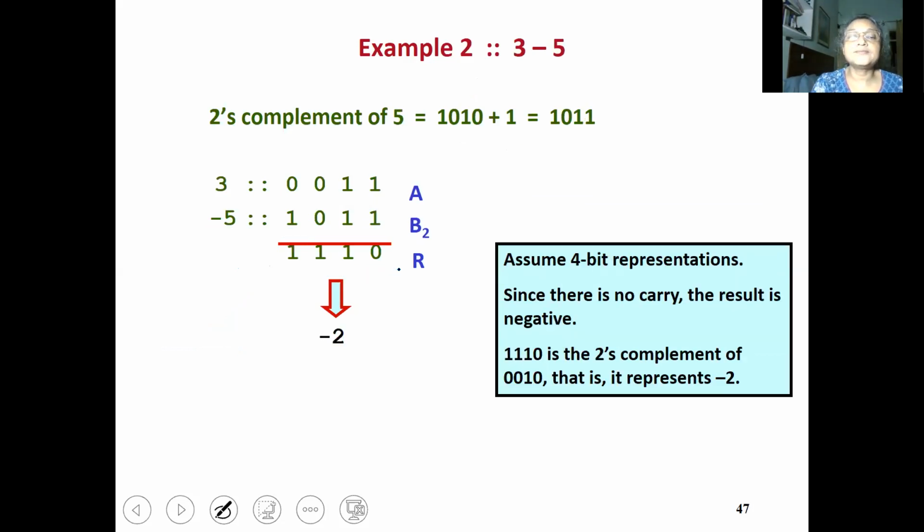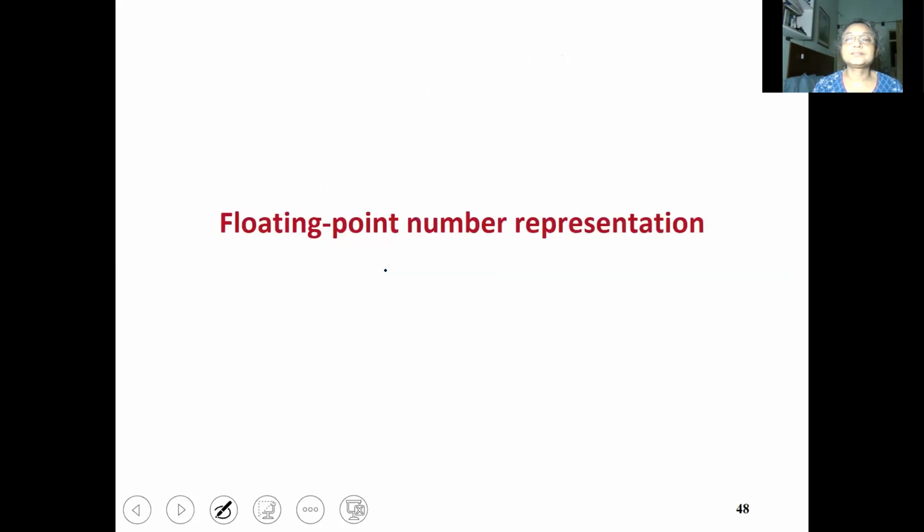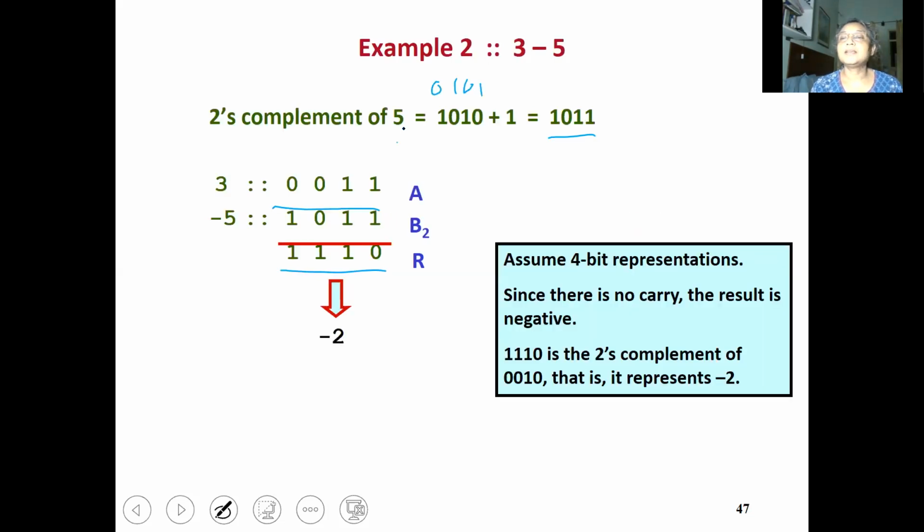If we do 3 minus 5, 3 is 0011 as usual. 5 in 2's complement form is, first we invert the bits of 0101, add 1, we get 1011. When we add them, we get 1110. The carry is 0, therefore this is a negative number, and we can find the magnitude by taking the 2's complement. The 2's complement is 0001 plus 1, which is 0010, that is 2. Therefore, this number represents minus 2. Okay, is this clear?